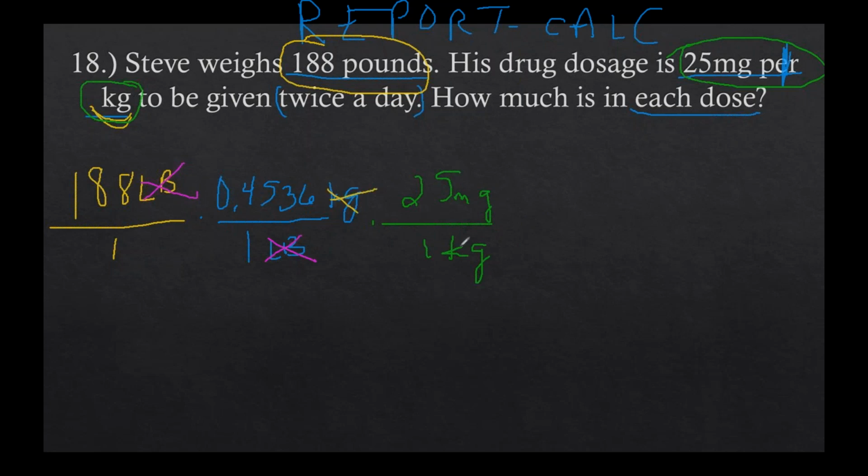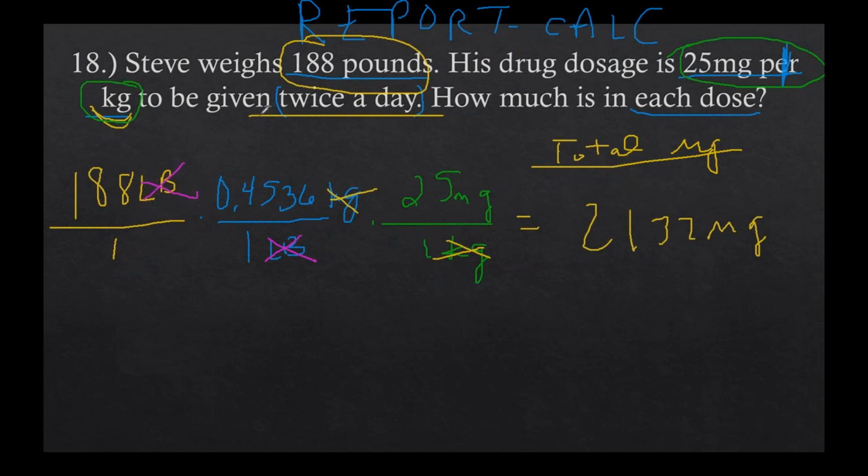And that right there makes the kilograms disappear. This now gives us total milligrams. So if we multiply 188 times 0.4536 times 25, what is the total milligrams Steve should be given in a day? Go ahead and round to the nearest milligram, please. 21.32 is absolutely correct. So 21.32 milligrams, that's the total for the day.